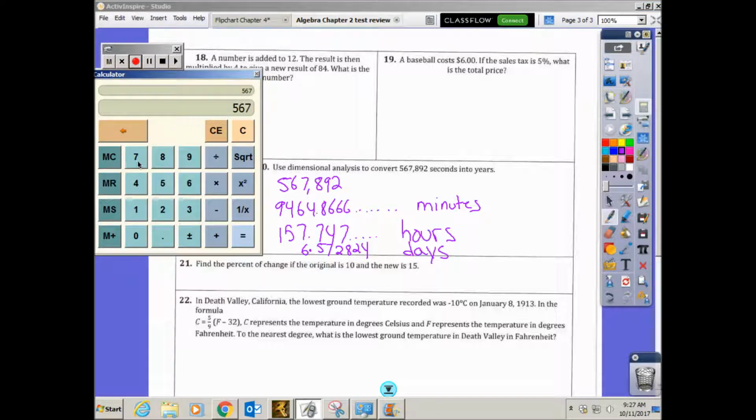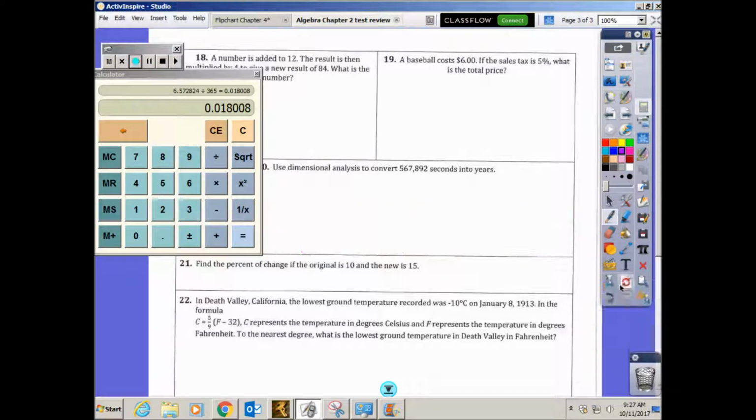I feel like I did something wrong, so I want to check that again. 567,892 divided by 60 into minutes, divided by 60 into hours, divided by 24 into days. Okay, that's only 6.57284 days. Divided by 365 days in a year, so it's basically 0.018 of a year, or almost 2%. That is your only dimensional analysis problem on the test.